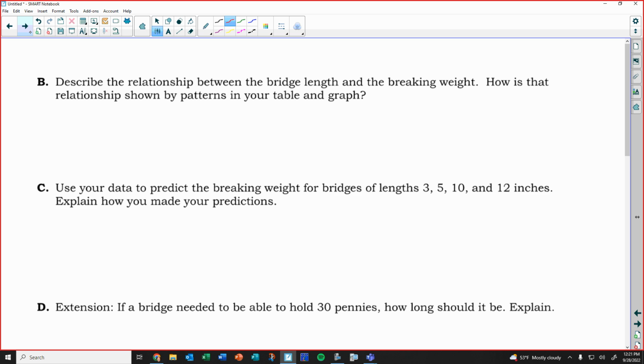Okay? So, on the back side, describe the relationship between the bridge length and the breaking weight. How is that relationship shown by patterns in your table? Well, when we describe the relationship, as the bridge length increases, remember the bridge length increased, right? 4, then went to 6, and then 8, and then 9, and 11, right? What happened to the breaking weight? How many pennies did it take? Took less pennies. So the breaking weight did what?